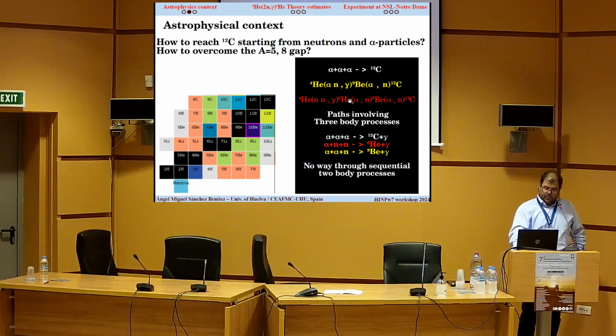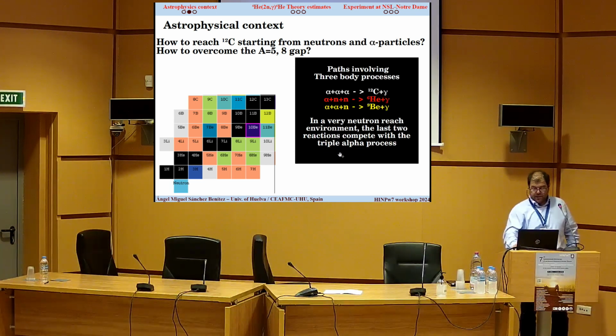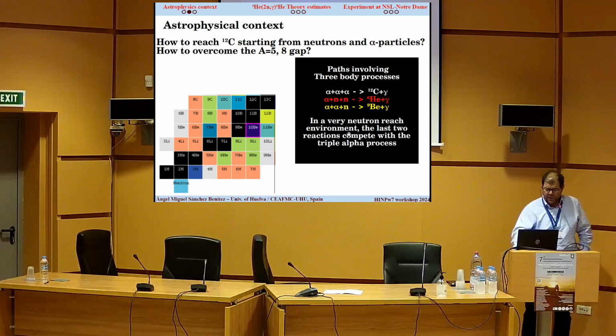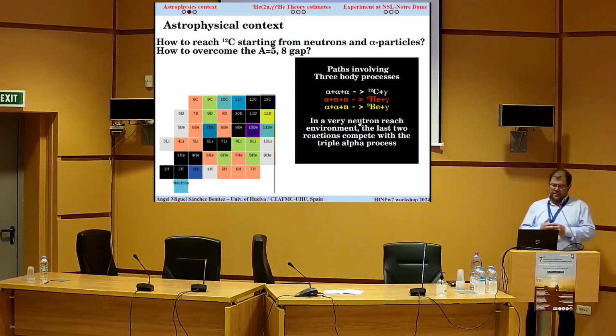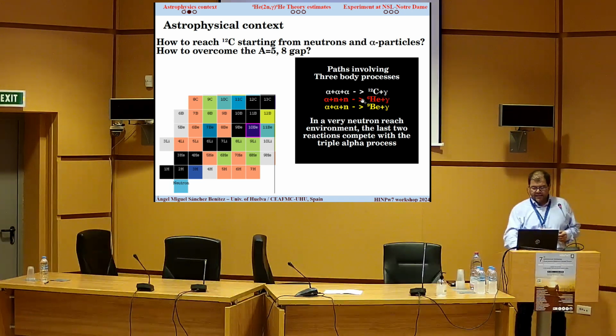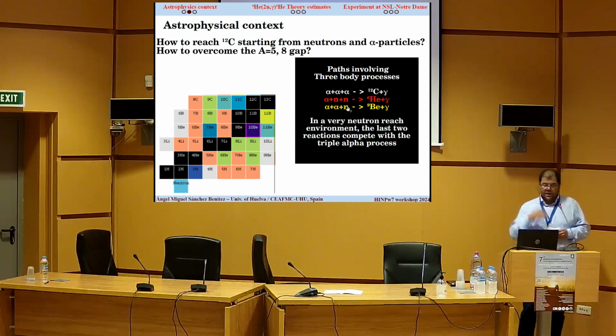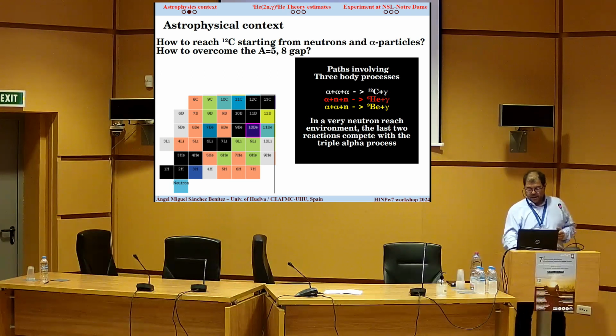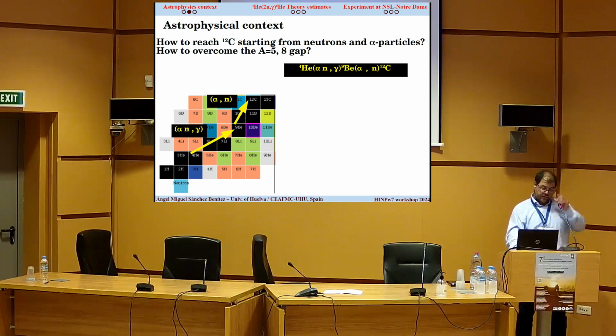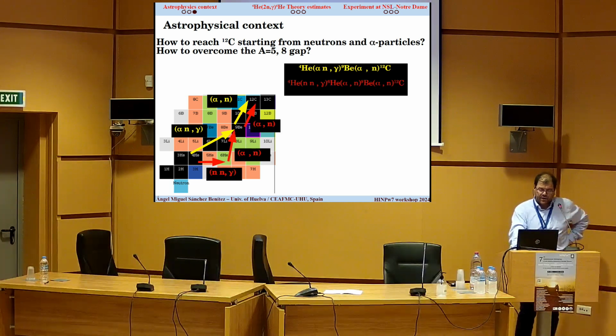And then once we produce helium-6, we go through this reaction and produce carbon-12, or we may produce beryllium-9, right, via the alpha-alpha-n reaction. Three-body reactions. In very neutron-rich environments, like neutron star mergers, the last two reactions may be competitive compared to the triple alpha reaction producing carbon-12, right? So this is one path in yellow. We have in red the other path.